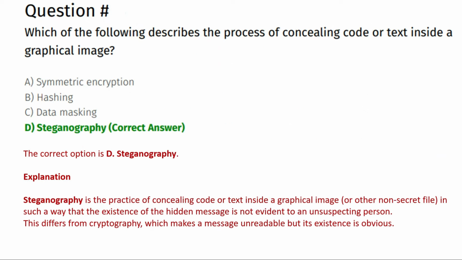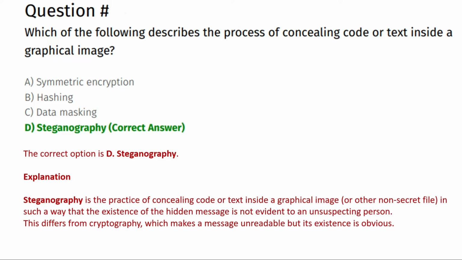The next question is, which of the following describes the process of concealing code or text inside a graphical image? Option A, symmetric encryption. Option B, hashing. Option C, data masking. Option D, steganography. And the correct answer for this question is option D, steganography. So let's check the explanation.